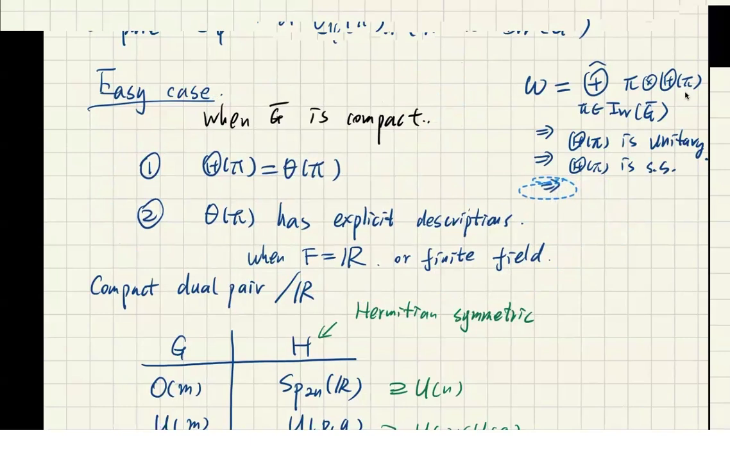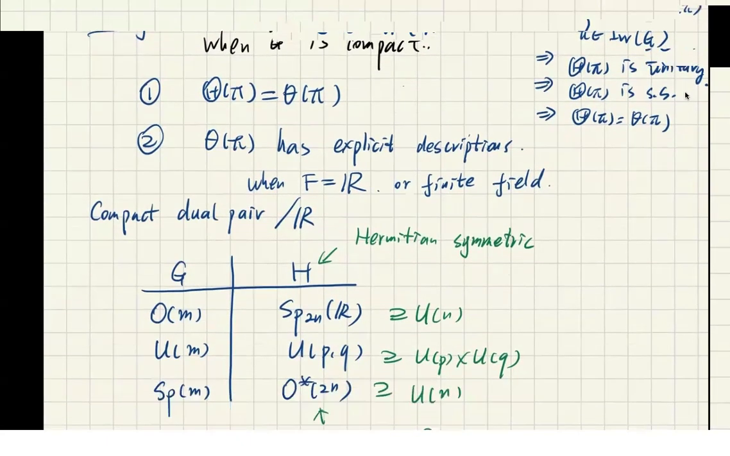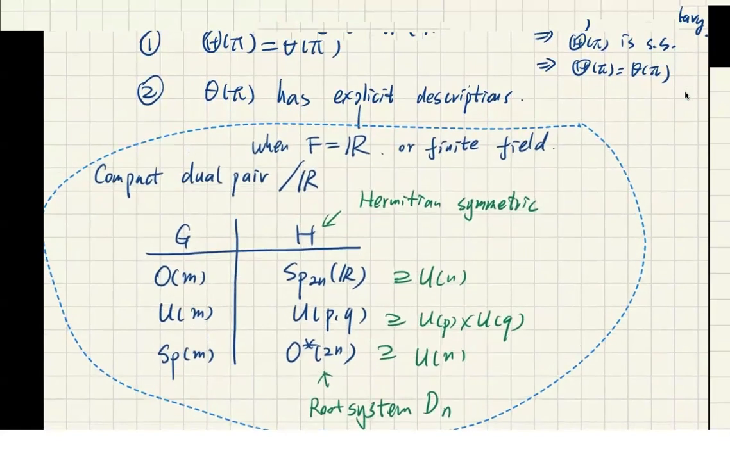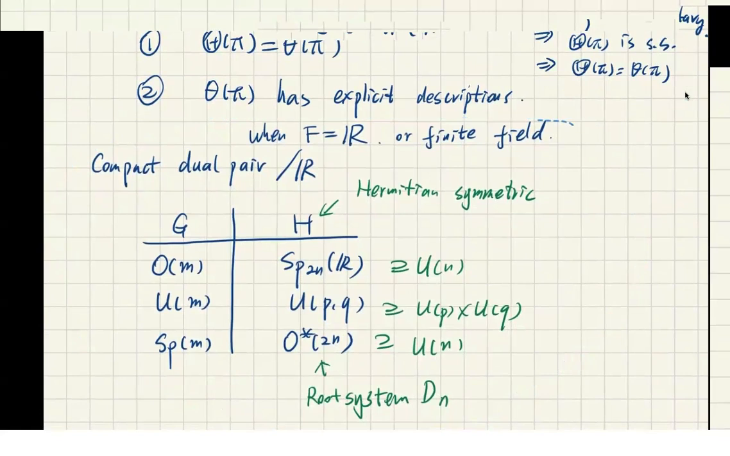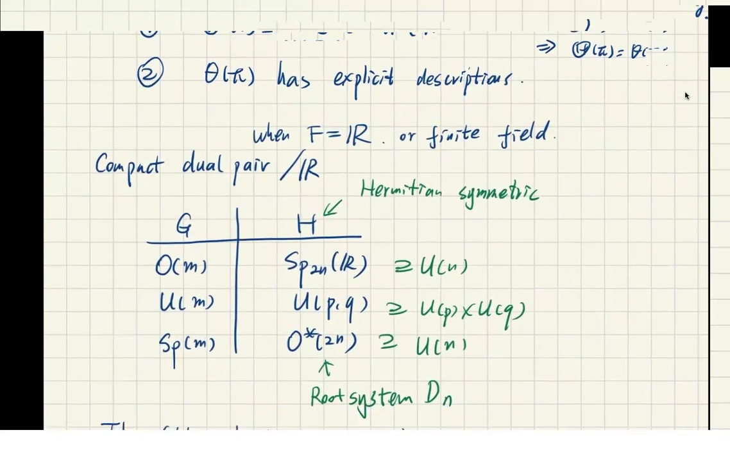So this implies that big theta pi is actually just a small theta pi. Okay. Unfortunately, I don't know where to find the explicit description for F a p-adic field.